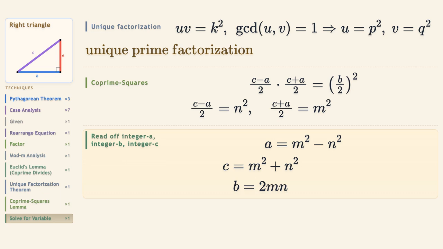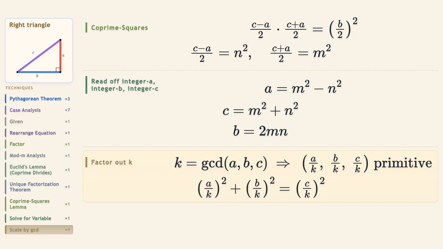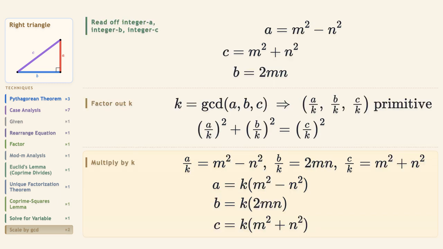That is Euclid. For a non-primitive triple, let k be the greatest common divisor of a, b, and c. Dividing through gives a primitive triple that still satisfies Pythagoras because the relation is homogeneous. By what we just proved, every primitive Pythagorean triple takes the Euclid form. Multiplying through by k recovers the general parametrization: a equals k times (m² minus n²), b equals k times 2mn, c equals k times (m² plus n²).